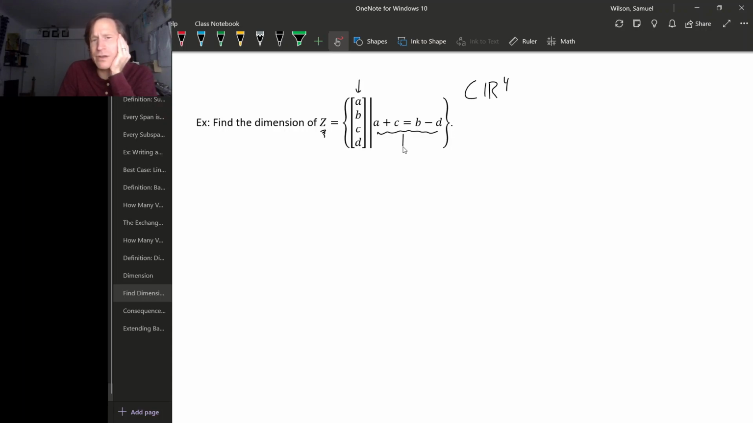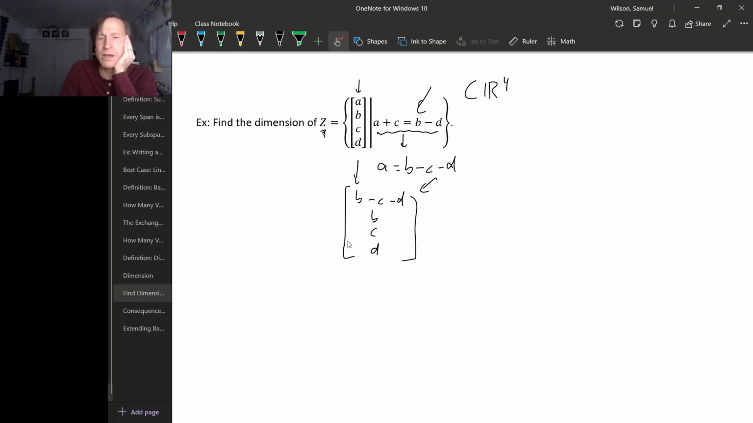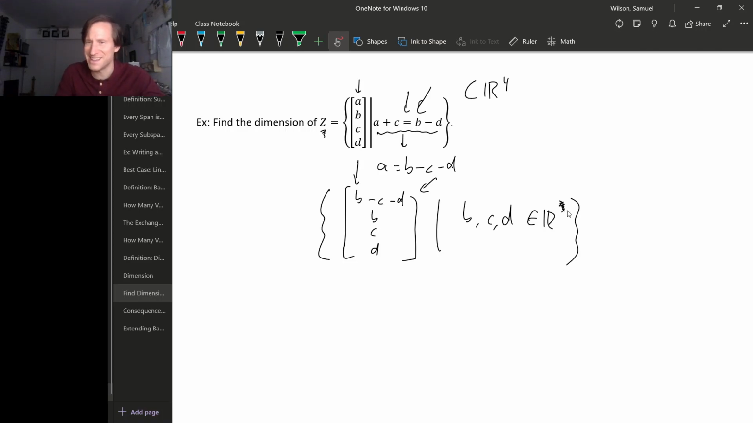And what we can do is, this equation is really saying that A is B minus C minus D. So we could put that into this vector. We get B minus C minus D, B, C, and D. And every vector that satisfies this equation will be of this form. And B, C, and D are arbitrary here. By replacing A, we've already enforced this equation, so all the other variables are now free, essentially. So B, C, and D are just anything in R.